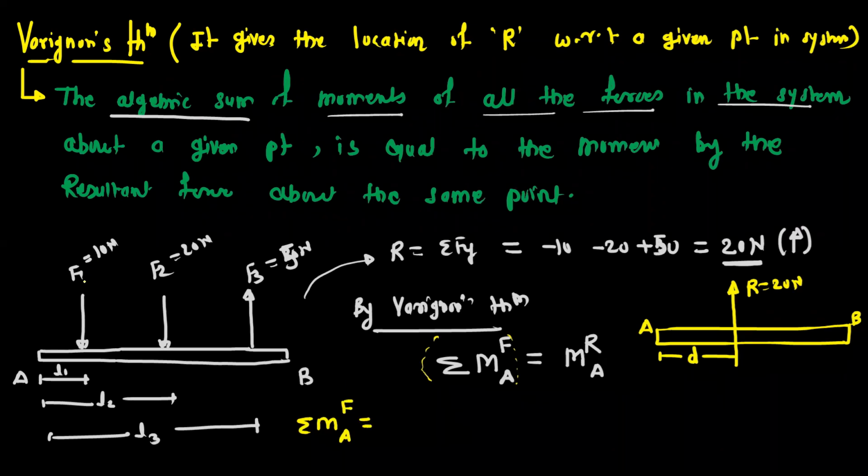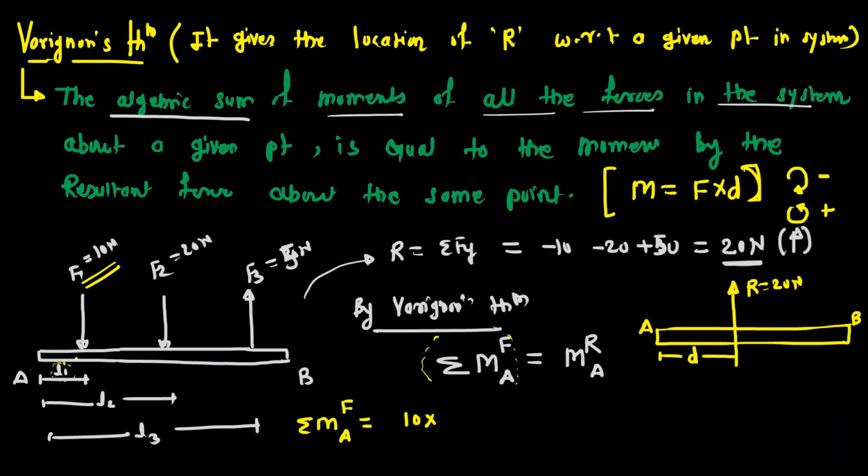Now take the moment by individual force. Okay, so consider the first force F1, which is 10 Newton. So 10 into, what is the moment? Moment is nothing but force into its perpendicular distance. Okay, so if the moment is clockwise, then we take it as minus, and if the moment is anti-clockwise, we take it as positive. Okay, so this is the sign convention. So here 10 Newton, its perpendicular distance with respect to point A, is L1.